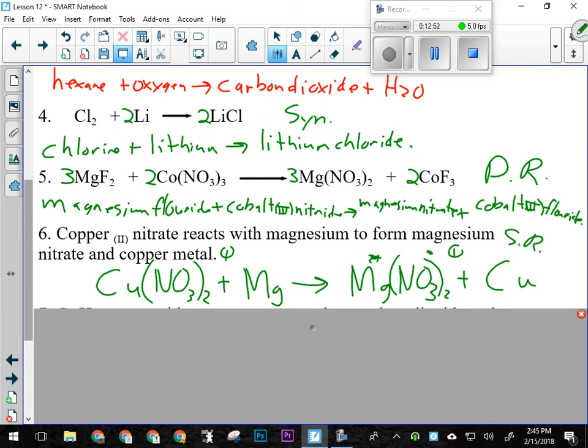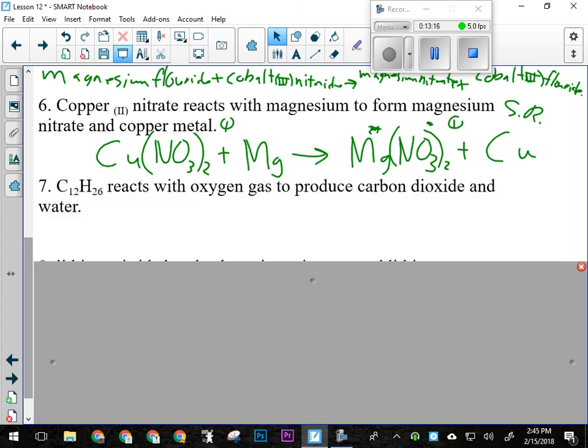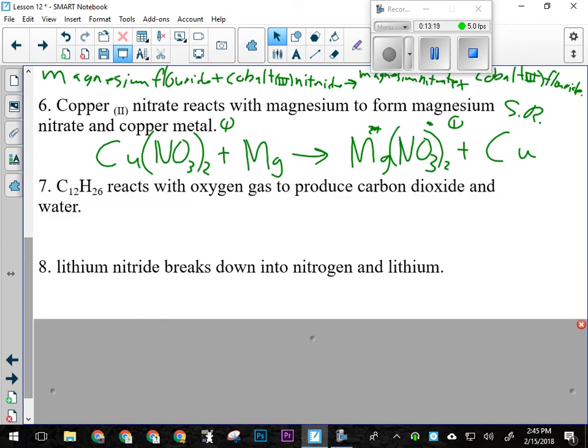Okay, how do I know it's good? Well, I mean, I just kind of went through it quickly, but there's 1 copper over here. There's 1 over there. There's 2 nitrates and 2 nitrates. 1 magnesium, 1 magnesium. I don't have to do anything. Right? Everything's already equal on both sides. Questions on how that one works? Okay. All right, try those 2. So for number 7, okay, we've got C12H26 reacting with oxygen gas.